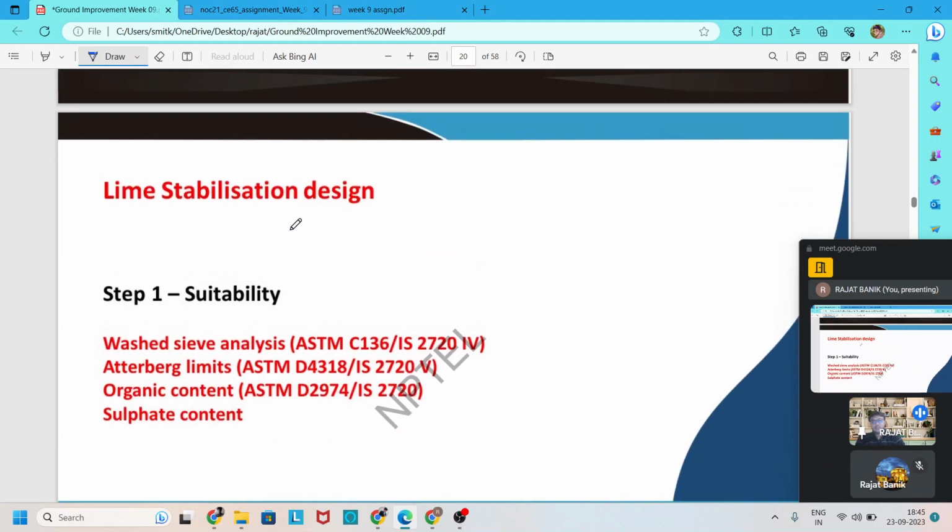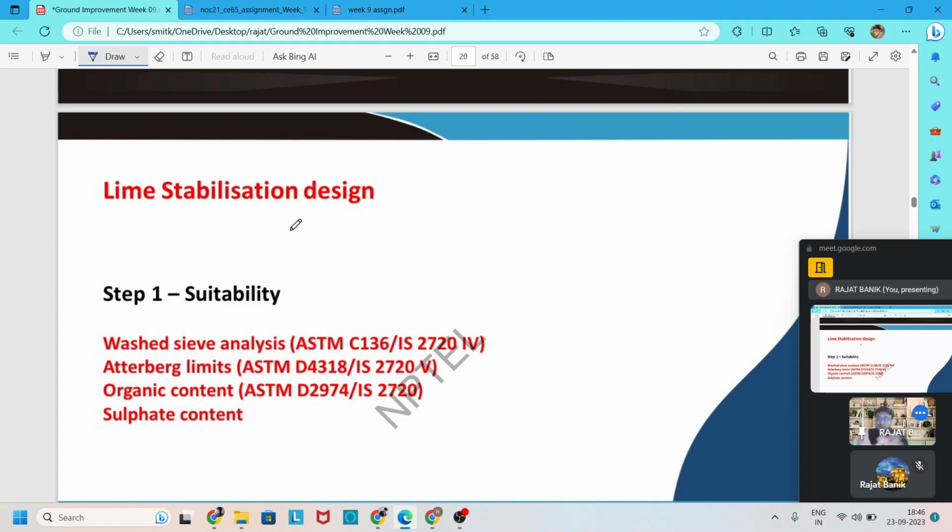So now we discuss the lime stabilization design. That means what steps or procedure we follow before the application of lime into the soil to stabilize the soil. So the first step is to check the suitability, whether lime is suitable for this type of soil or not.